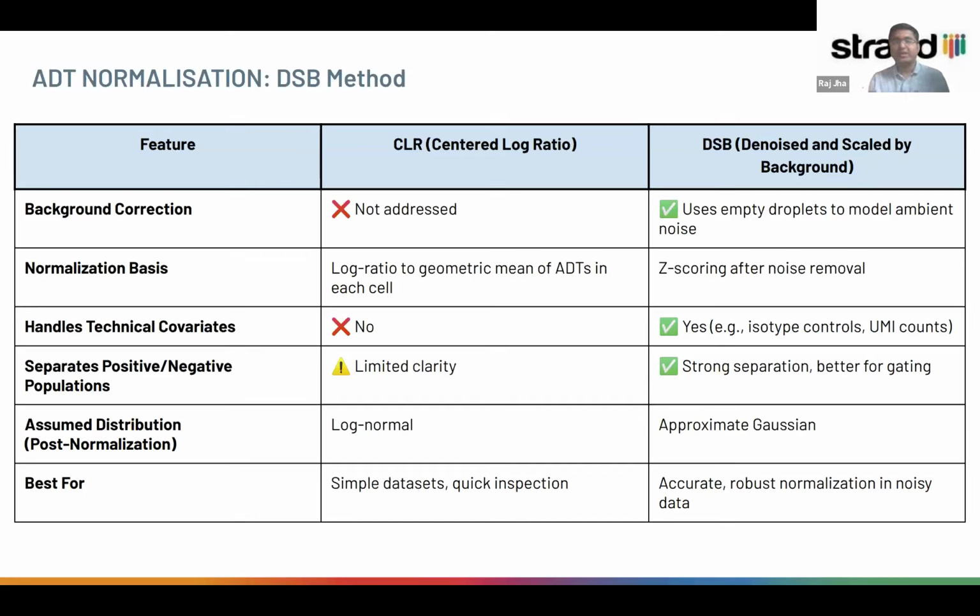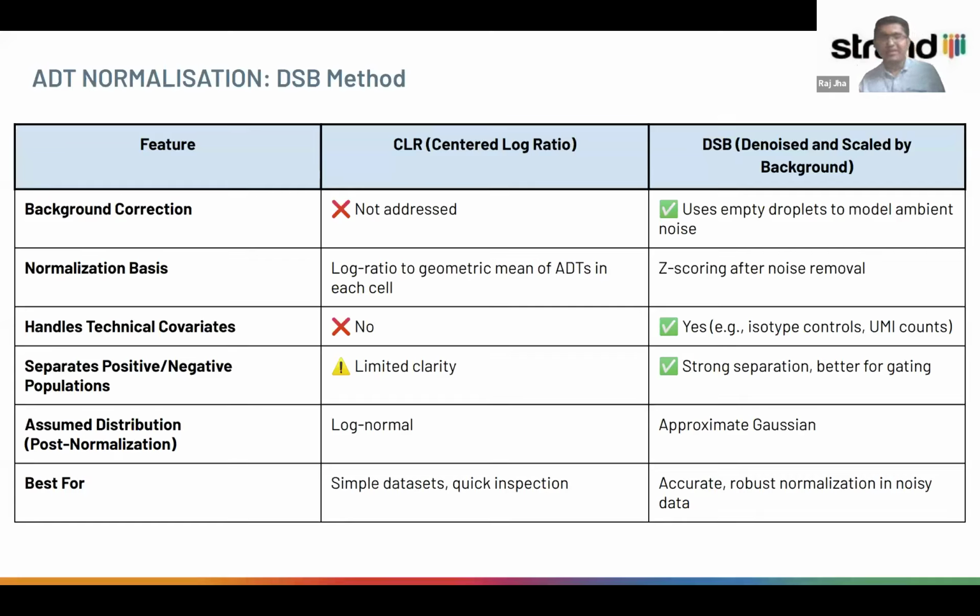But I told you, right? There is background correction that needs to be taken care of because there is ambient background. Has that been taken care of in this process? No, it has not been. Then there are other technical covariates that you want to account for. So in this centered log ratio, background correction is not done, technical covariates are not done, which results in limited clarity when you are separating the positive and negative populations.